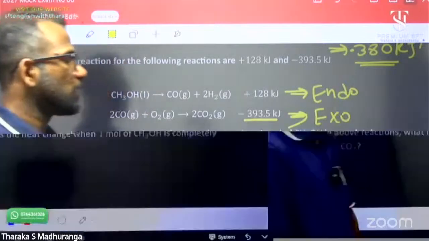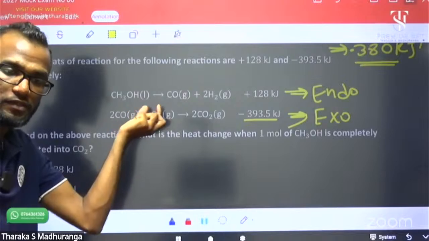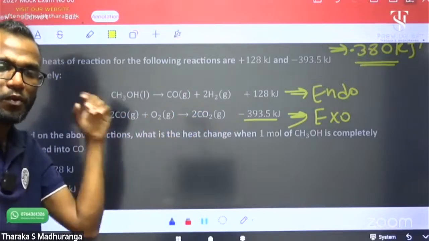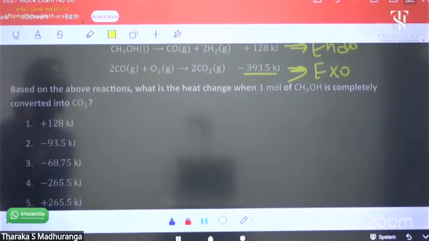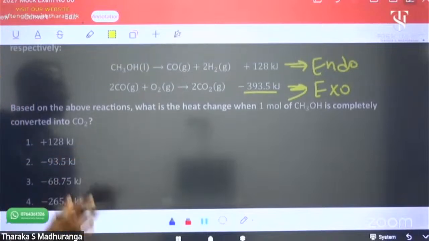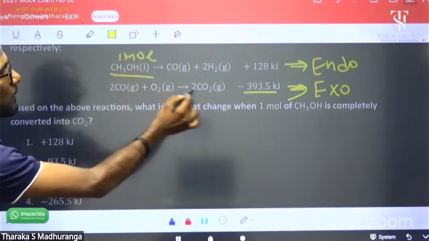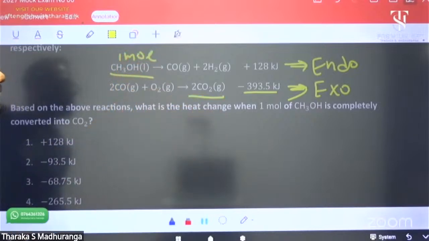This type of reactions we call multi-step reactions. This is the first step. This is the second step. More than a single step. Based on the above reactions, what is the heat change when 1 mole of CH3OH is completely converted into carbon dioxide?